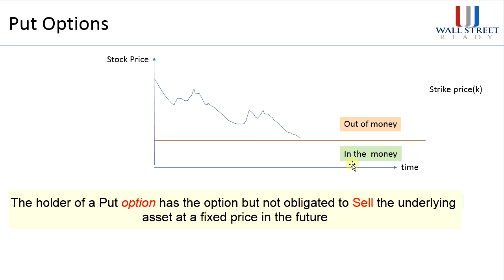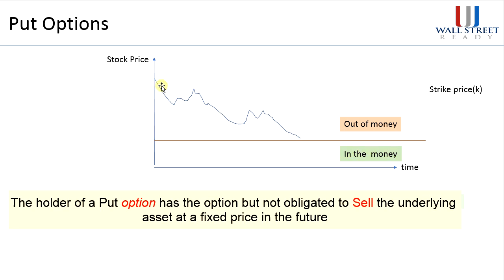Now when we talk about a particular option being in the money or out of the money, what we are trying to say is, when we say out of the money, the option doesn't have any value at that particular point in time. And when we say the option is in the money, the option has value at that particular time. In other words, the option can be exercised.